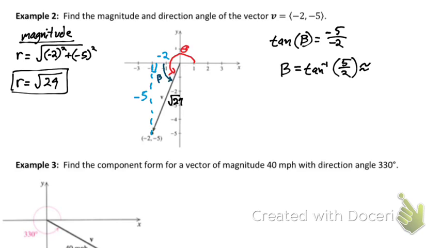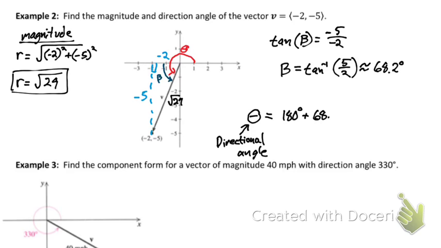And that we should come up with about 68.2 degrees. Now just a reminder, that is not my directional angle. That full theta is my directional angle. Well, our directional angle is just 180 degrees plus that 68.2 degrees, which is going to equal 248.2 degrees. Now I have my magnitude, and I have my directional angle, and really I did nothing new today.